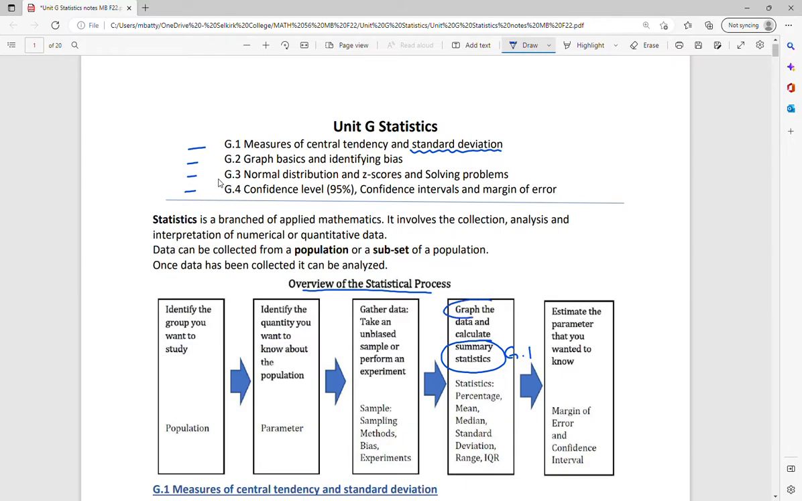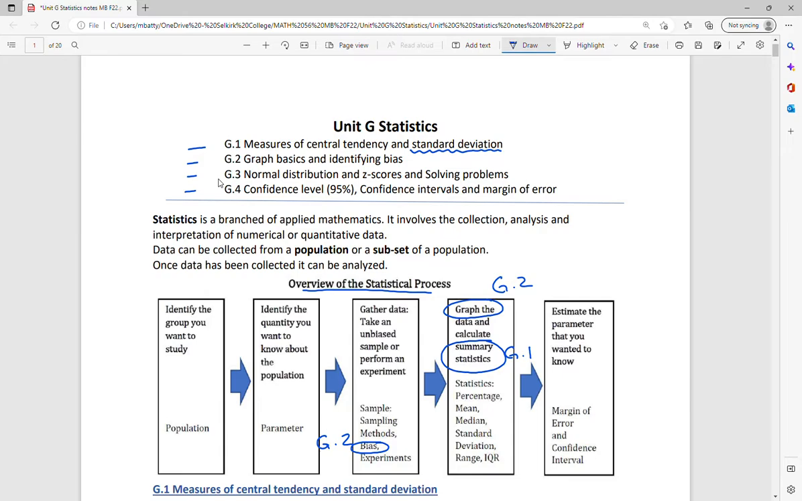So graphing data. We're not going to make a lot of graphs, but we'll interpret some graphs, and also looking for potential bias. This is an important thing as we're consumers of statistics all the time in our lives, and it's good to be aware of how numbers can be presented in a way to make you believe one thing or another. So it's good to have a little bit of literacy on that.